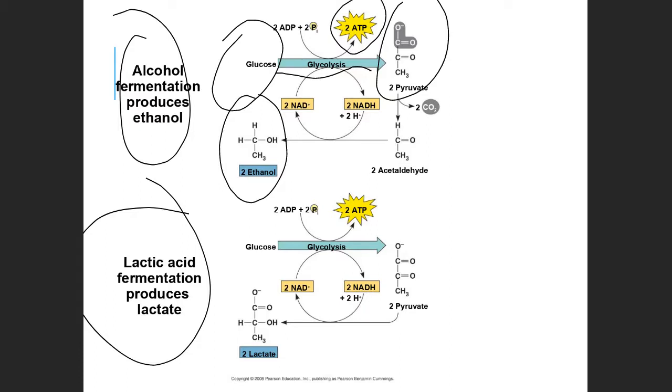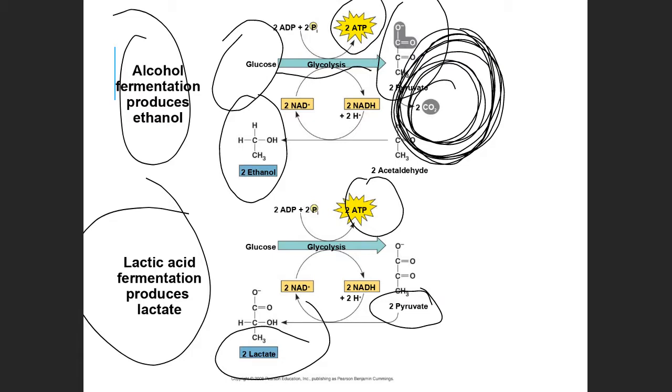For the lactic acid, I produce 2 pyruvate, true, I produce 2 ATP and 2 lactate, but I don't produce any CO2. CO2 is produced only during the alcohol fermentation. And how do I know that the CO2 is produced? Because I saw my balloon blowing up. If you look at my alcoholic fermentation video on my YouTube channel.